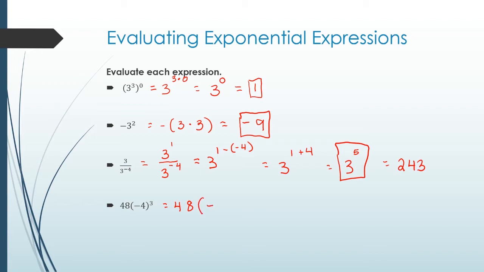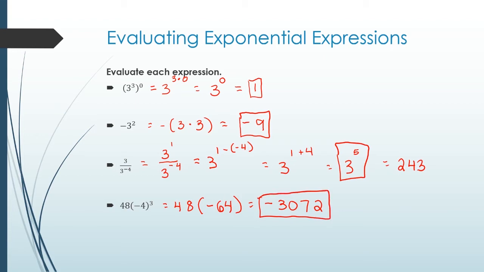And 4 to the 3rd is 64. So that is 48 times negative 64. Now that is something I'm not going to do in my head. So 48 times negative 64. I know I'm going to get a negative answer. That is negative 3,072.